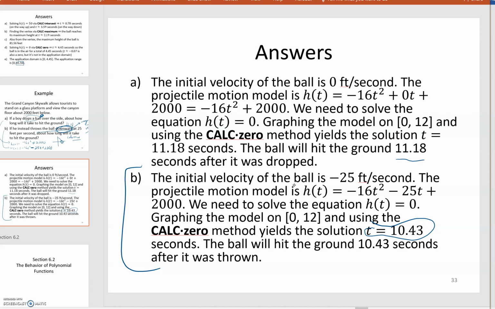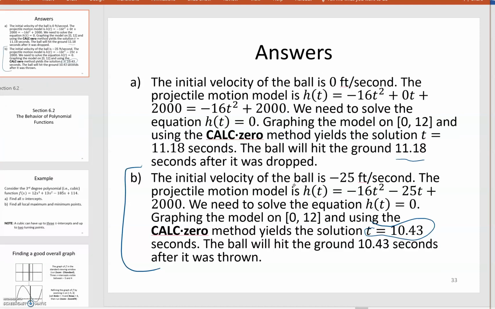All right, so that's some problems about projectile motion, and I believe this is the end of section 6.1. Yes, it is. Okay, so we will end the video here.